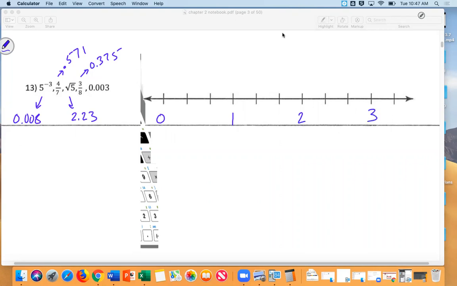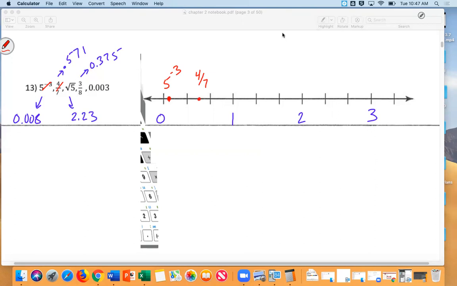Okay. So here, let's plot 0.008. Well, that's going to be almost right there. And that corresponds to 5 to the negative third. Now, where's 0.571? Well, I'm not trying to be exact, but I have 0 and 1 here. I'm going to go halfway in between. I'm going to try and make it look as close as possible. That was 4/7.